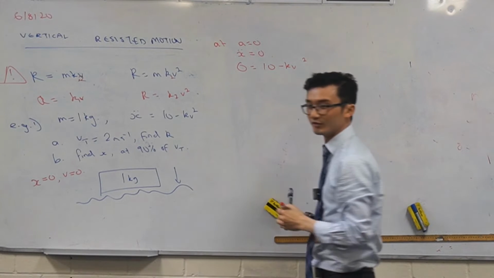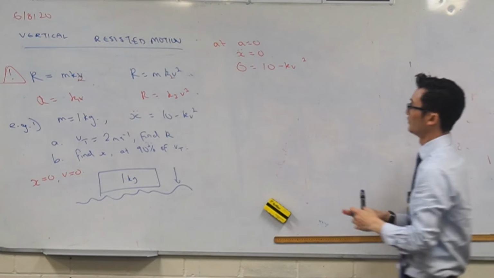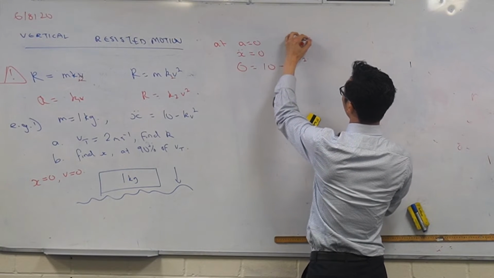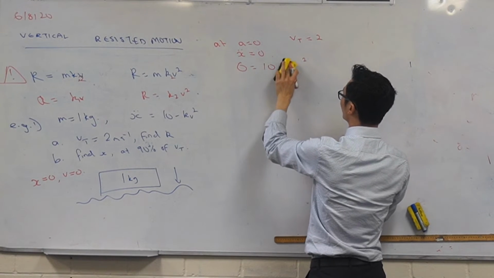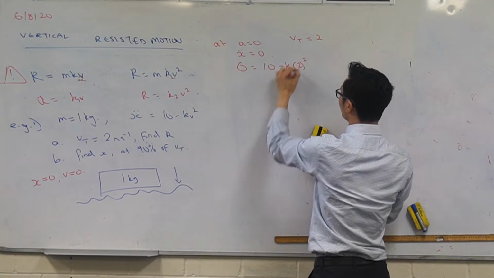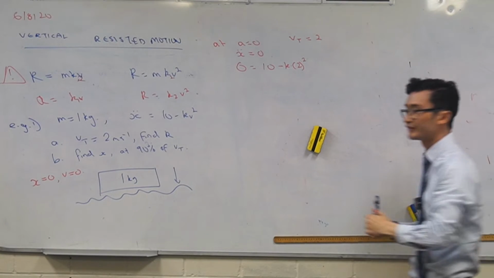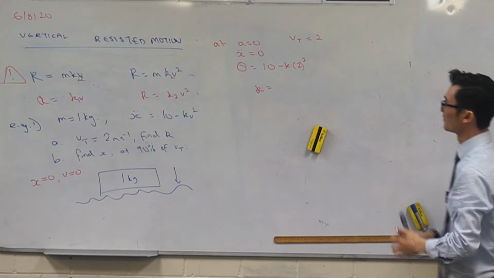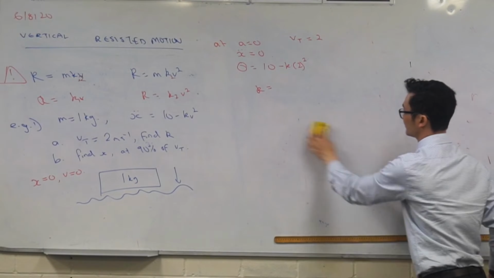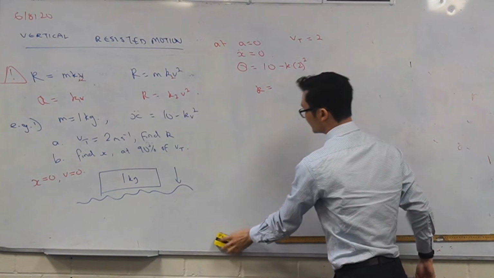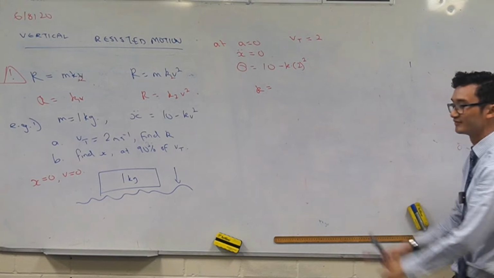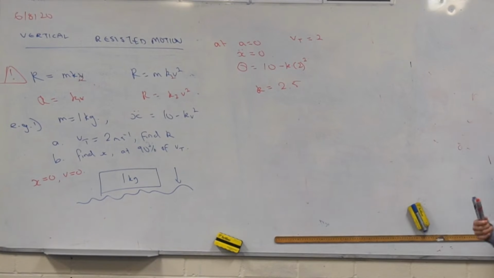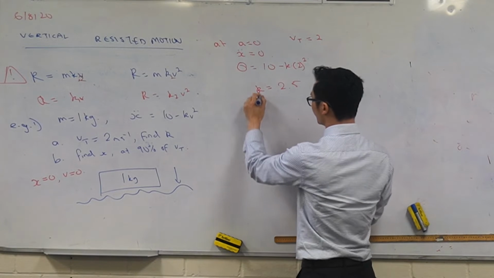But then what is the terminal velocity? Well, it's 2 meters per second, right? So you also have that the terminal velocity is equal to 2. So we can replace that with 2 as well, okay? And then we can just solve for k in that way, yeah? Which is 2.5, right?